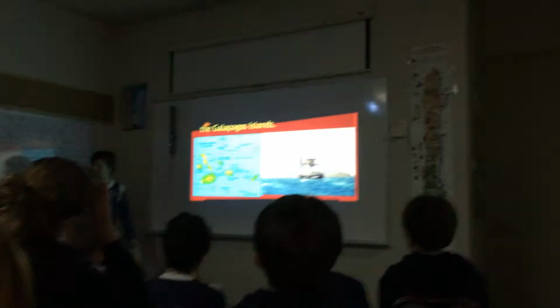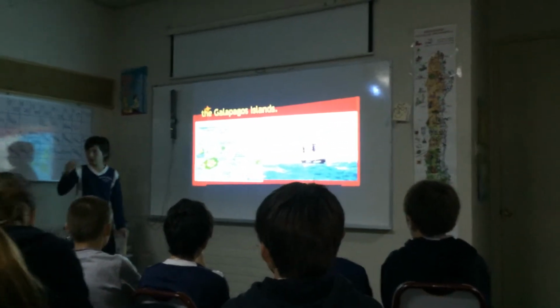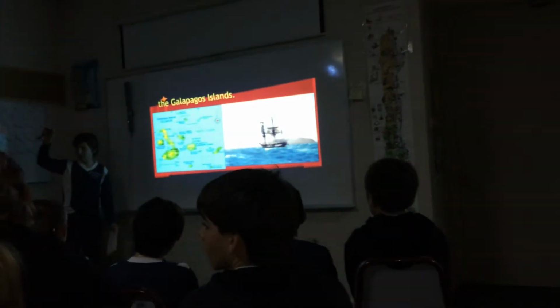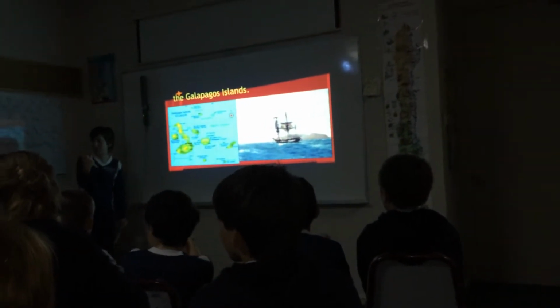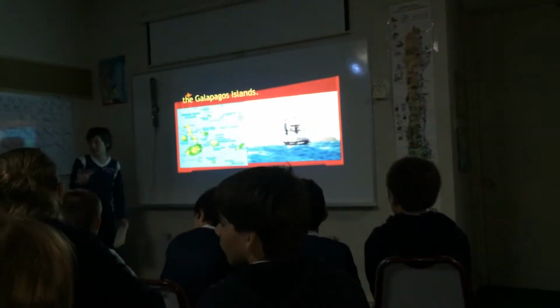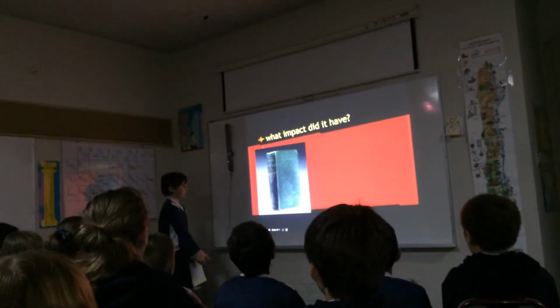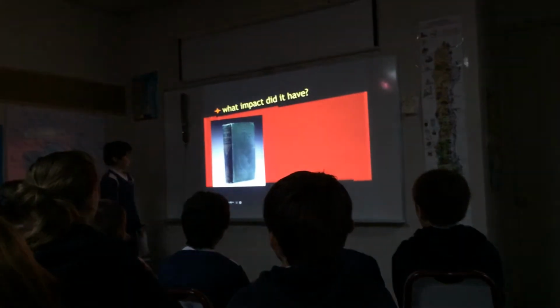What will have caused that? Evolution. And why would they be different? Because the turtles kind of swam across to each island. They probably arrived at the island and then found there were so many different ones, split up into groups and arrived at each one. So they adapted to the environment on each island? Yeah. What impact did it have?